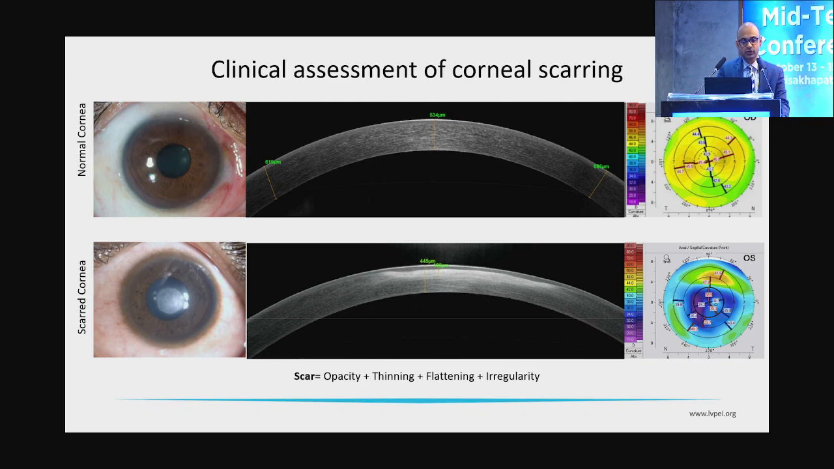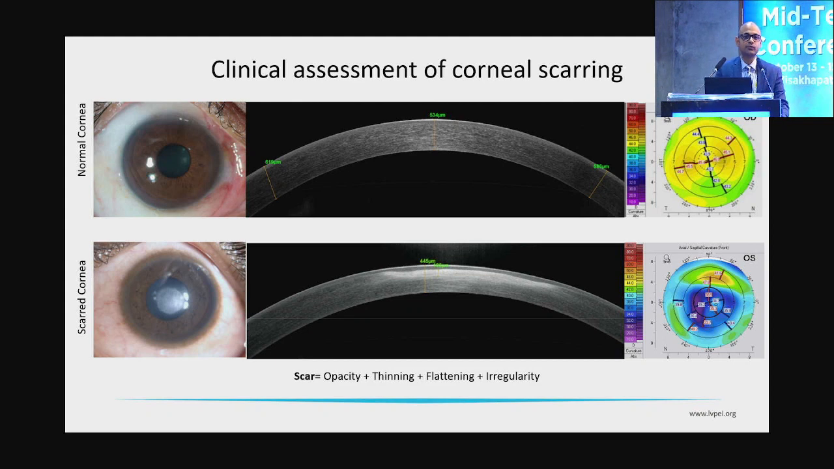But actually a corneal scar is more than just the opacity, because you also have an element of thinning, because most of these scars are post-trauma or post-infection. There is also a flattening of the surface, and there is an irregularity that is caused in the surface as well. So when you regenerate the corneal stroma and you treat a corneal scar and opacity, it is not enough just to render the stroma transparent.